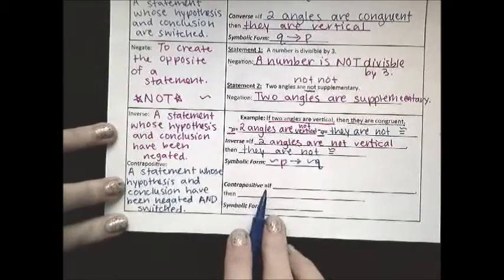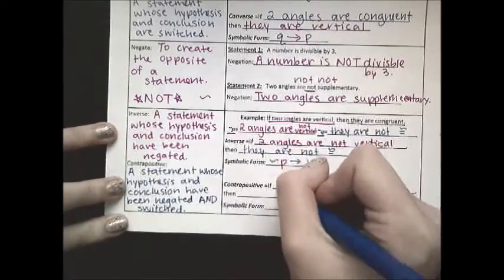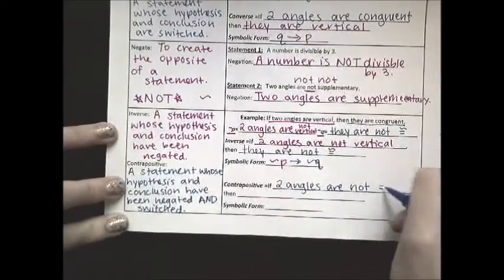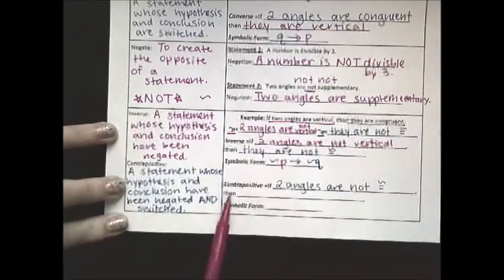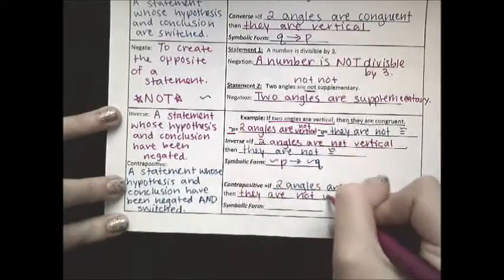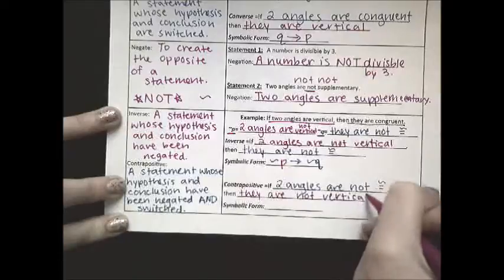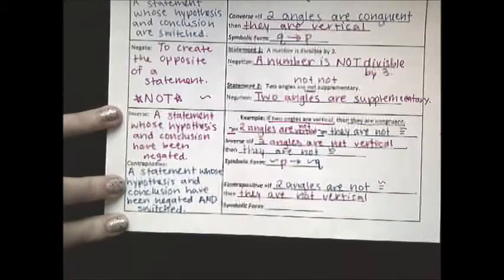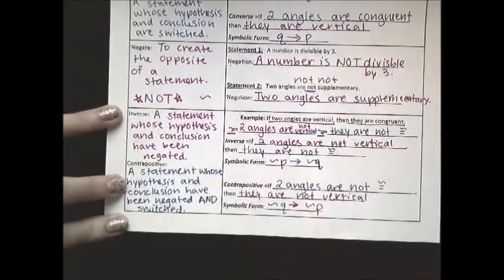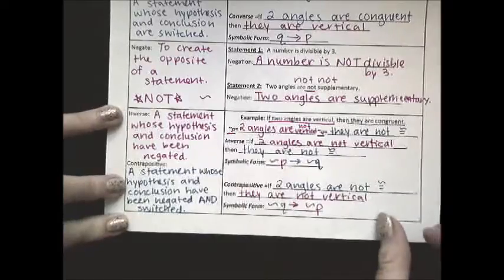So our contrapositive is going to be if not Q, if two angles are not congruent, then not P. They are not vertical. So our symbolic form for the contrapositive is not Q and not P with an arrow in the middle. So if not Q, then not P. Alright guys, flip it over. We just have a little bit more to do.